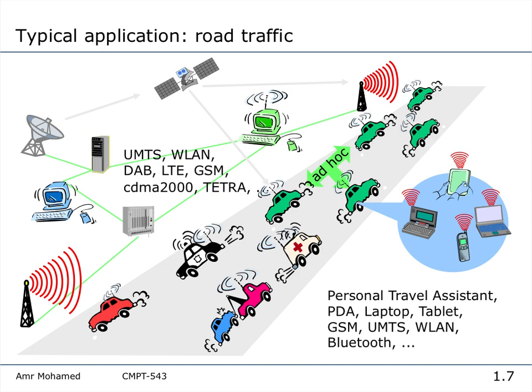So even if I want to send any information to you through infrastructure, the signal has to be transmitted first to the base station and then from the base station to the other person. And of course, there is also ad hoc communication, and this is a totally different standard. We'll talk about why we have a different standard for ad hoc communication versus infrastructure-based communication.